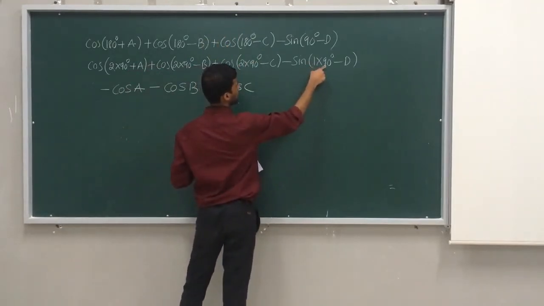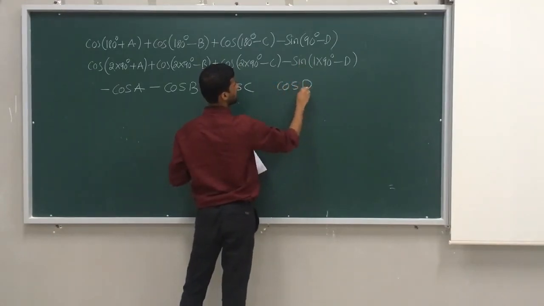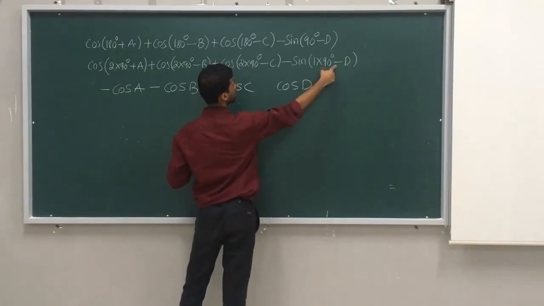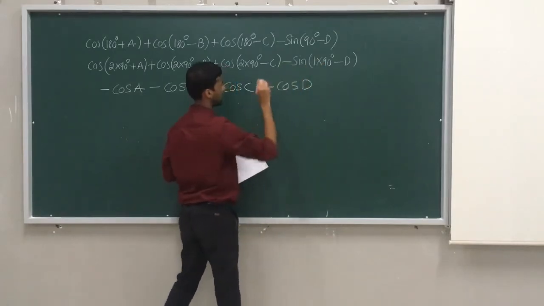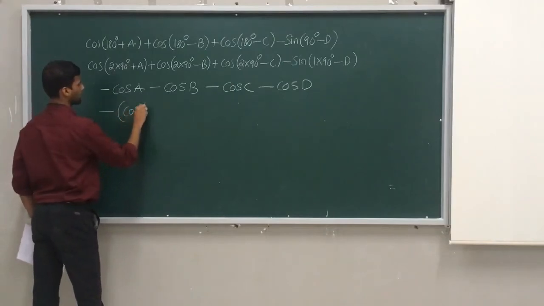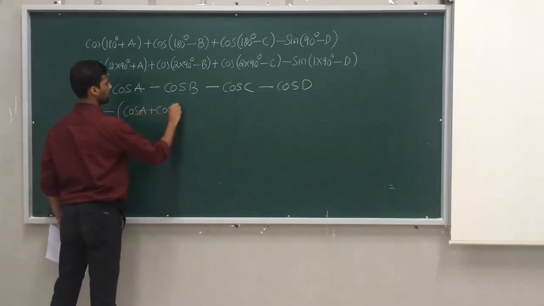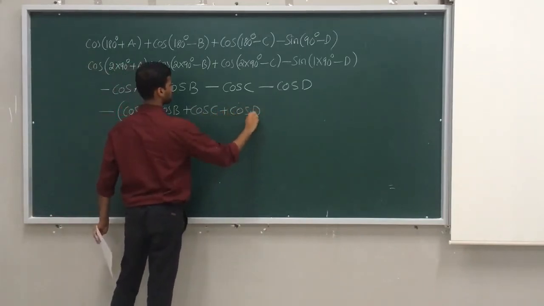For 90, an odd multiple means the function changes to the co-function, so sin becomes cosine. It is cos D. 90 minus theta means first quadrant, where sin is positive. Therefore, positive into negative is negative. So all are negative. I will take minus common. It is cos A plus cos B plus cos C plus cos D.